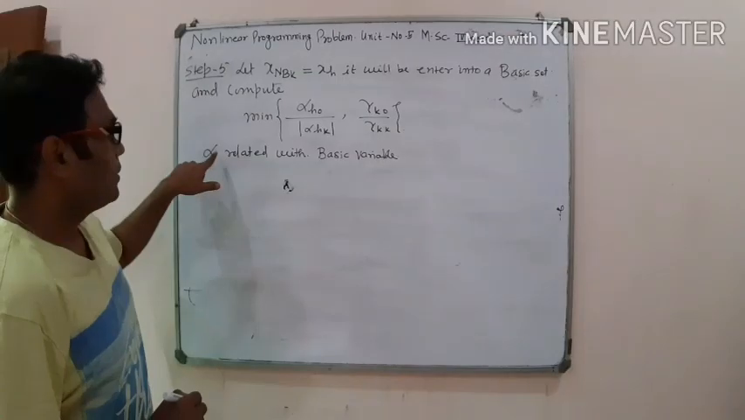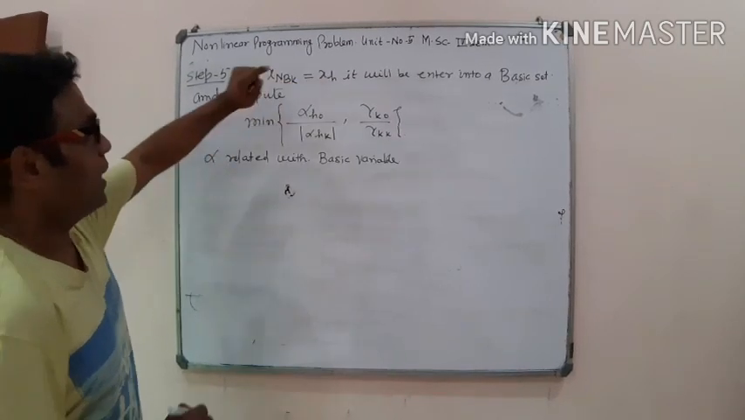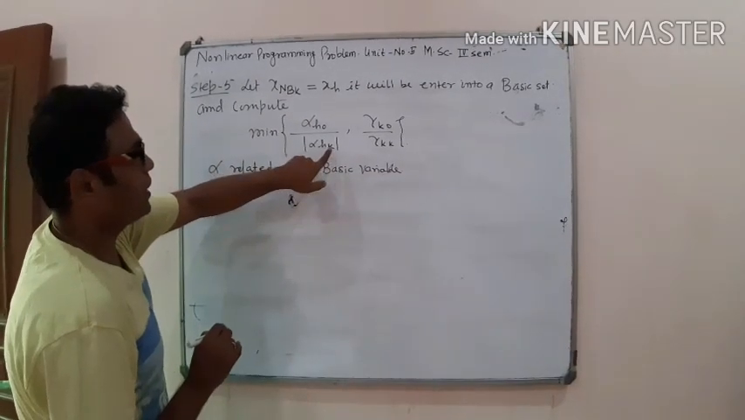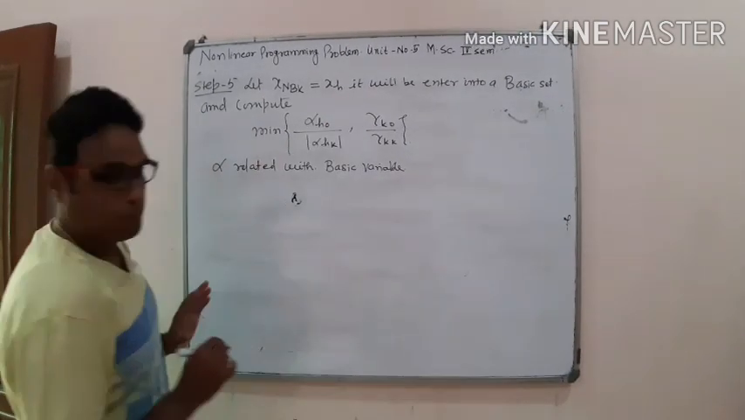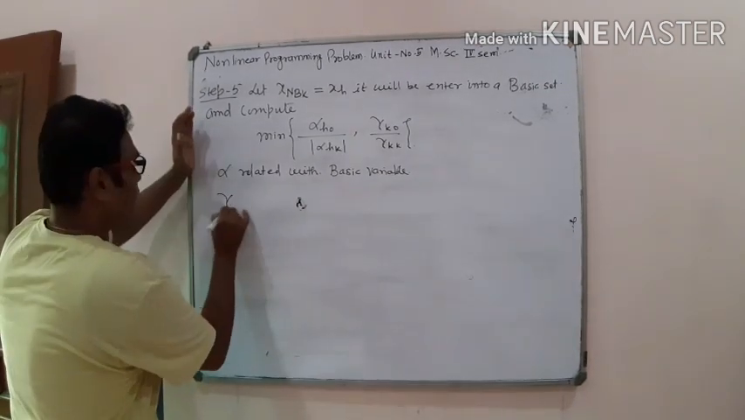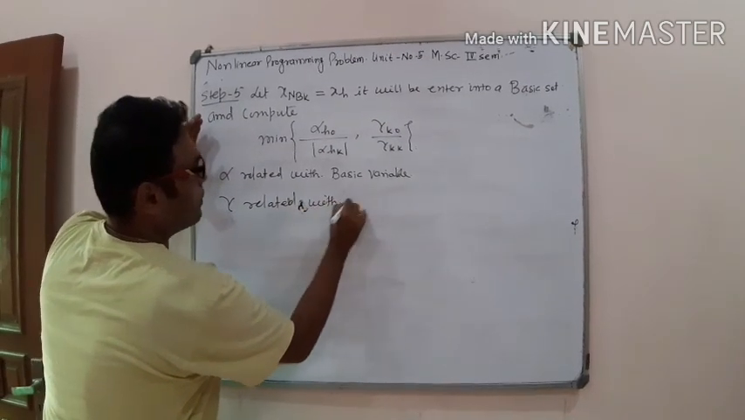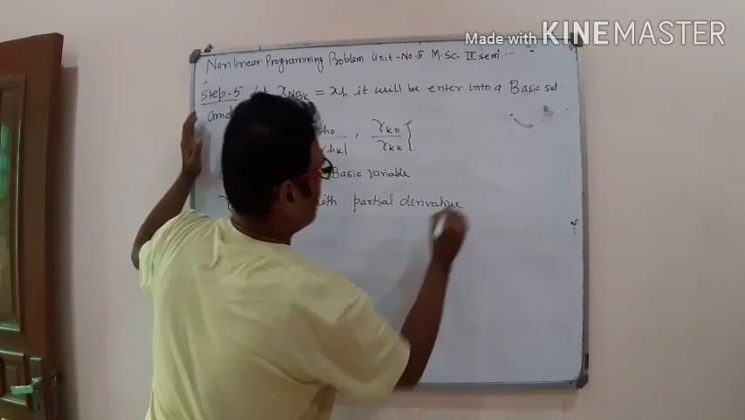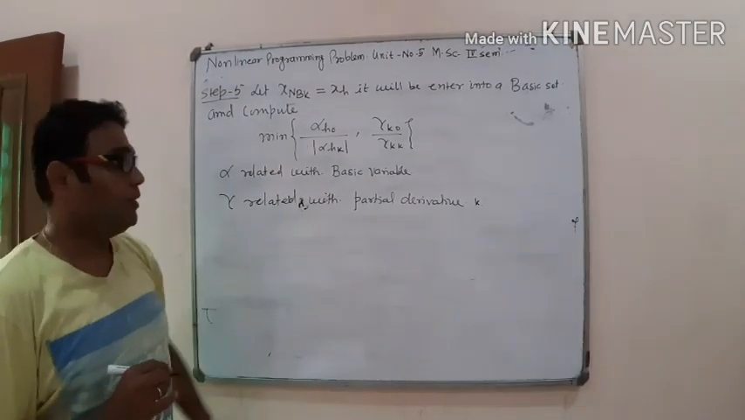Alpha is the value related with the basic variables, and those related with the entered variable. And k is the suffix related with the variable that has entered. This particular part is explained in an example. And gamma is related with partial derivatives. And k is a suffix which enters into the basic set.